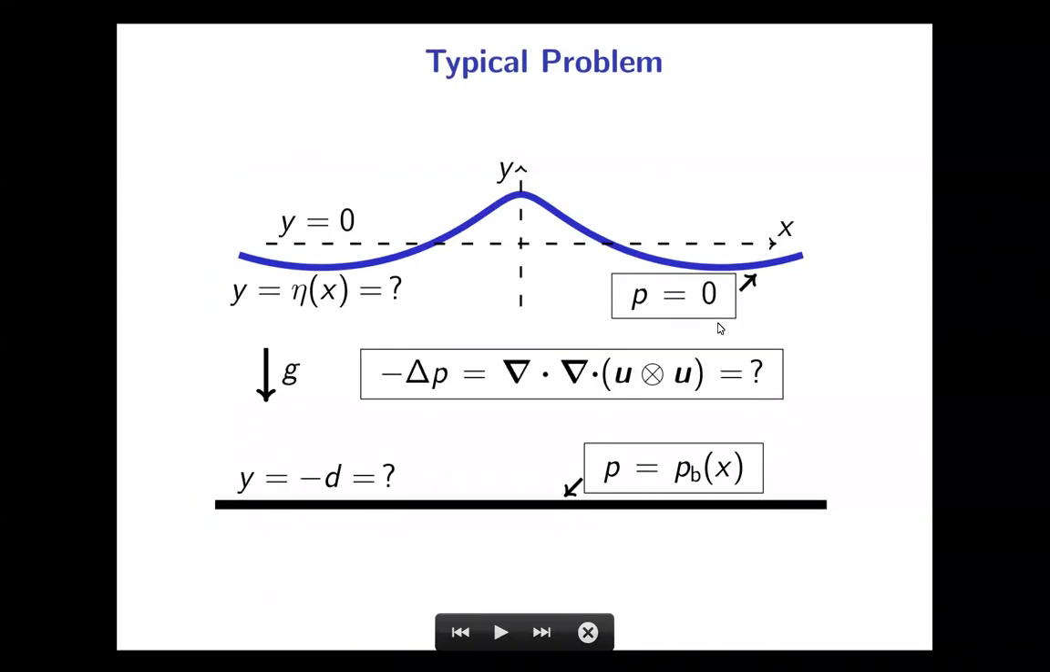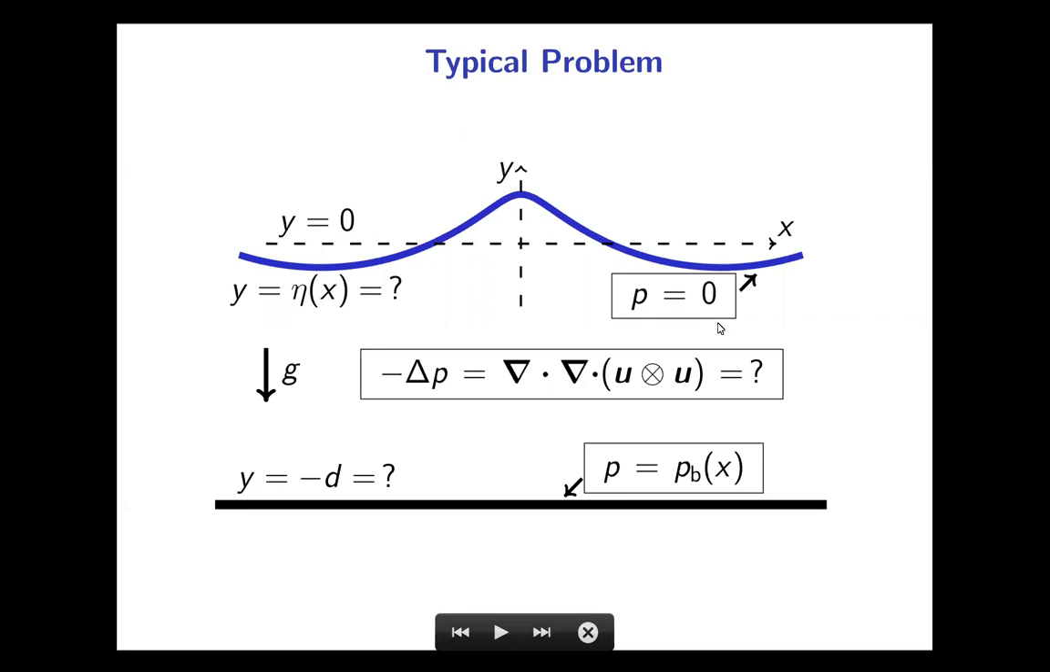Just to put the problem into place, we have a typical water wave problem with a seabed at a certain depth that we don't know. We don't know exactly what the depth is at a given point. What we know is the pressure at the bottom, called P_B, P bottom. That's given data, and this is pretty much the only information we have. We know the acceleration due to gravity, g, 9.81 meters per second squared, but the rest we don't know.